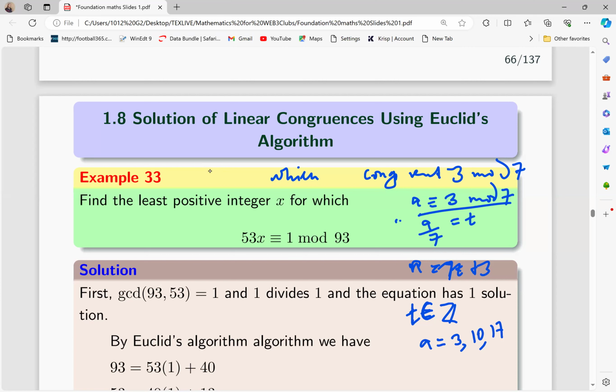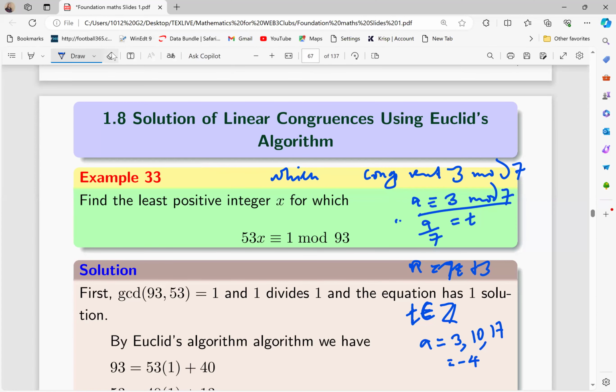So A can be any of these numbers, but now the question wants the least and the positive, because we know that T can also be negative. If T is -1, for instance, then A will be -4. So there are so many; x here can be any value. We want the list of them all which is positive. That's why every time we are trying to convert it to positive, because we know that the remainder is supposed to be positive.